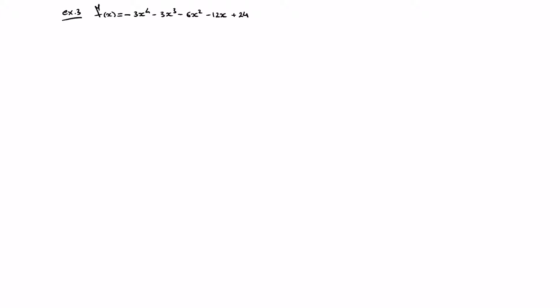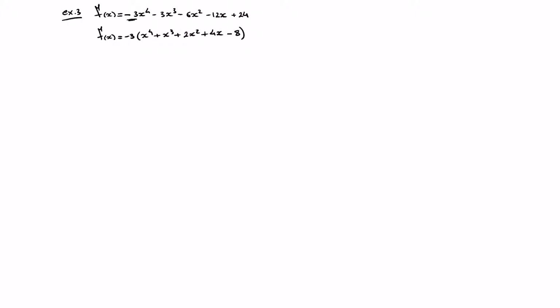Well, the first thing we do again is we place the leading term's coefficient, negative 3, as a factor. So we write f of x equals negative 3 times x to the power 4 plus x cubed plus 2x squared plus 4x minus 8.